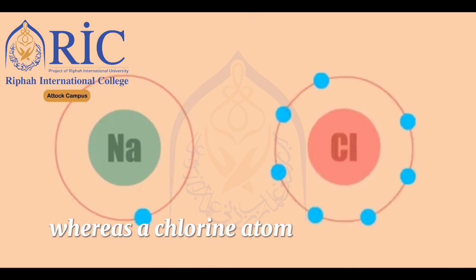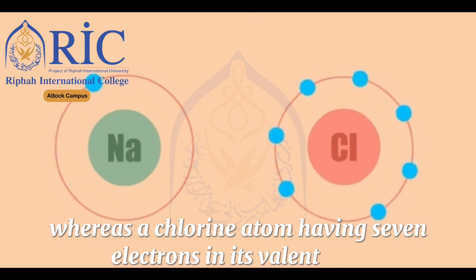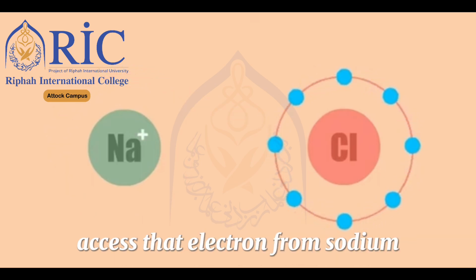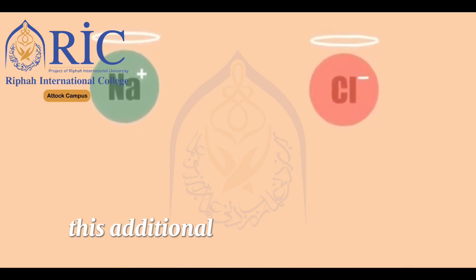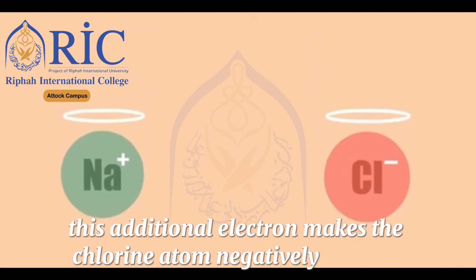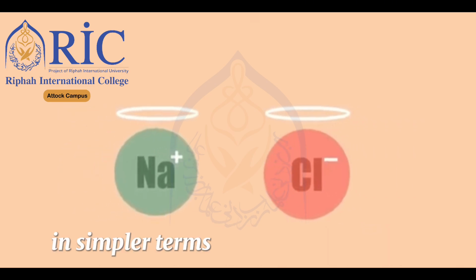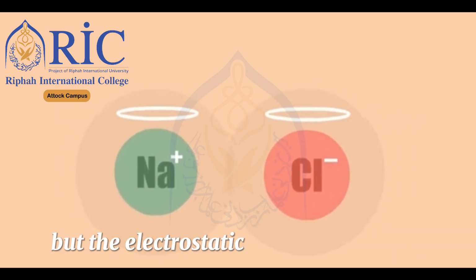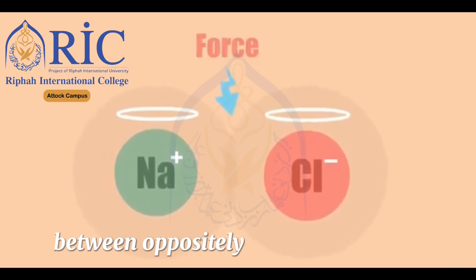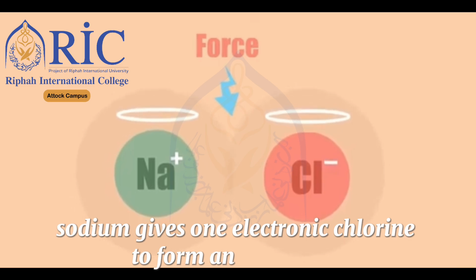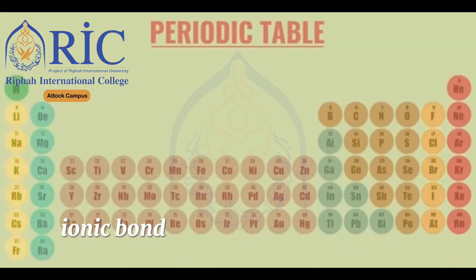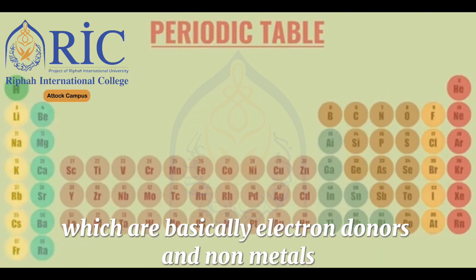Whereas a chlorine atom having 7 electrons in its valence shell accepts that electron from sodium and attains a stable electronic configuration of argon gas. This additional electron makes the chlorine atom negatively charged. In simpler terms, ionic bond is nothing but the electrostatic force of attraction between oppositely charged elements. Sodium gives 1 electron to chlorine to form an ionic bond. Ionic bond generally exists between metals, which are basically electron donors, and nonmetals, which are electron acceptors.